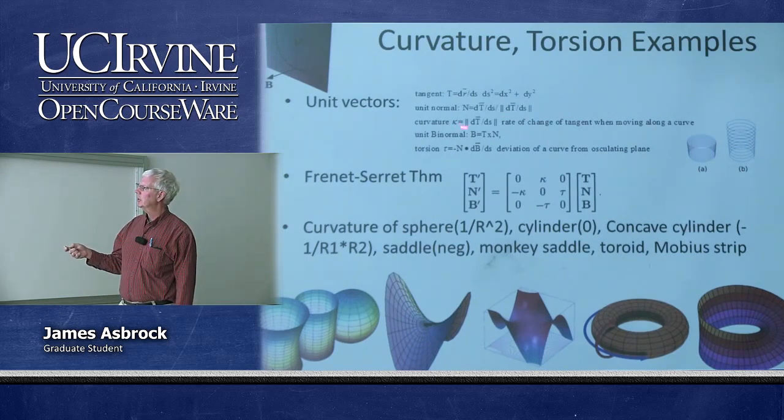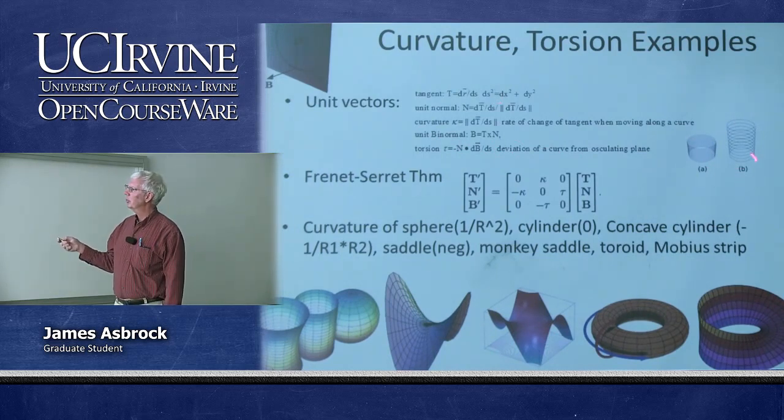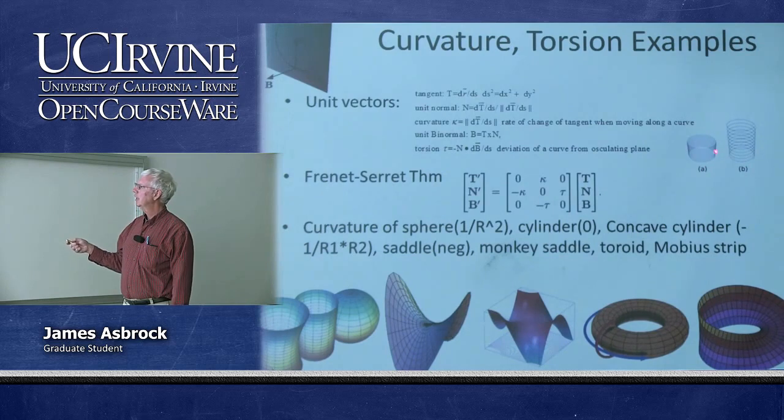Then you can define a curvature in terms of the ratio of how fast the tangent is changing along the curve. You can also define a binormal to the curve, and then you can also define a torsion, which is in terms of the normal and how fast that binormal derivative is changing with respect to the line element or the arc length. And just giving an example of torsion, which you usually don't see too much, this would have more torsion than this because the osculating plane is rotating faster.